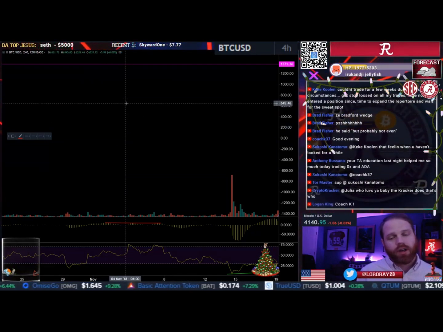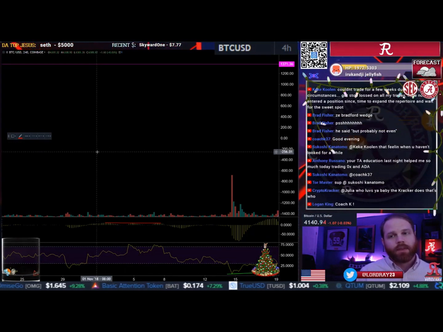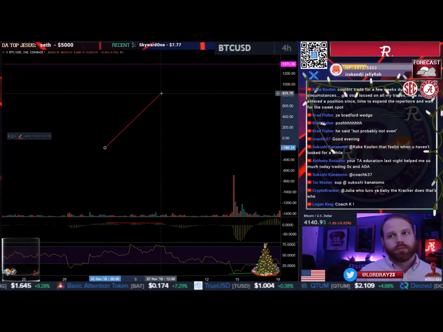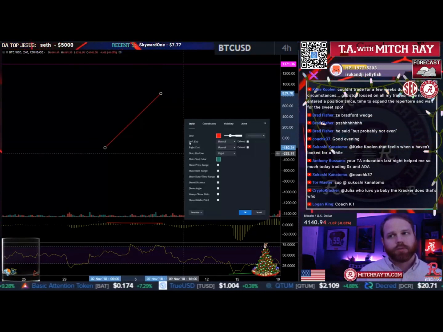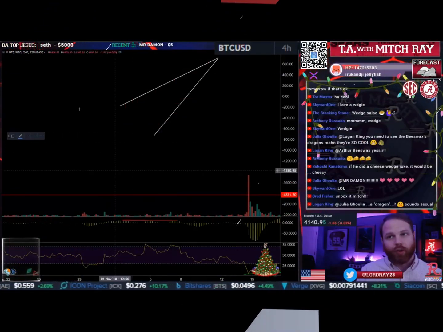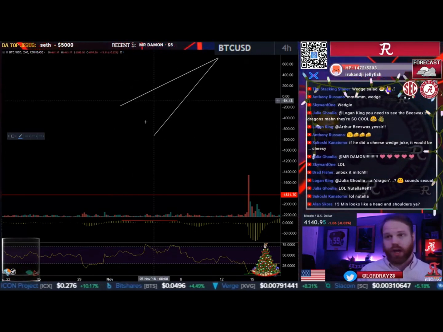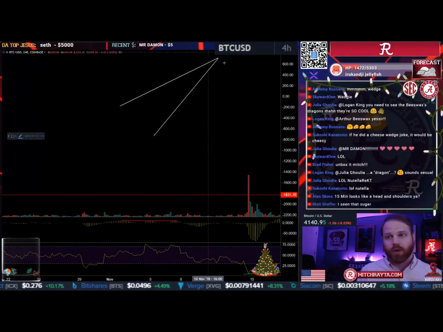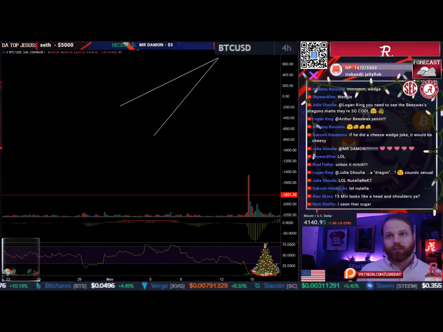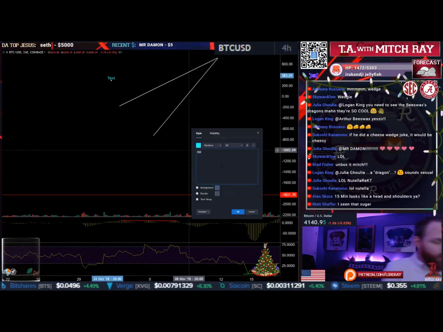Let's do a rising wedge, right? Why not? Because we've done the falling wedge before. We can do it again later. So a wedge. What's a wedge, man? It is upsloping, right? You have two trend lines that converge and they're upsloping. A rising wedge.